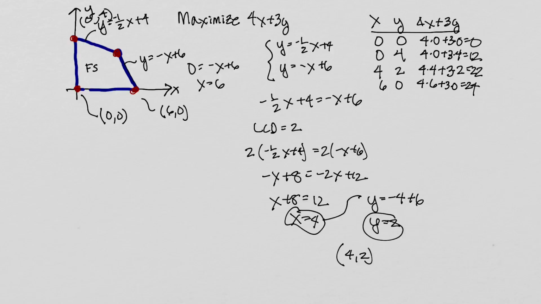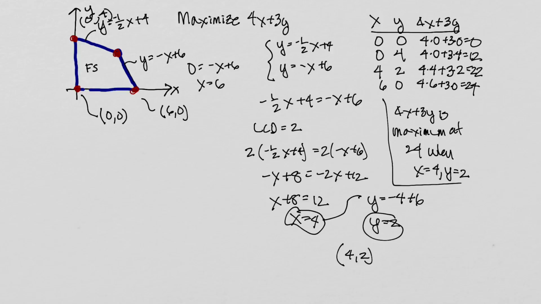And we can see that the maximum value of all of these points is right here at that 24. So let's claim now that 4x plus 3y is maximum at 24 when x equals 4, y equals 2. And we'll write our conclusion like that.